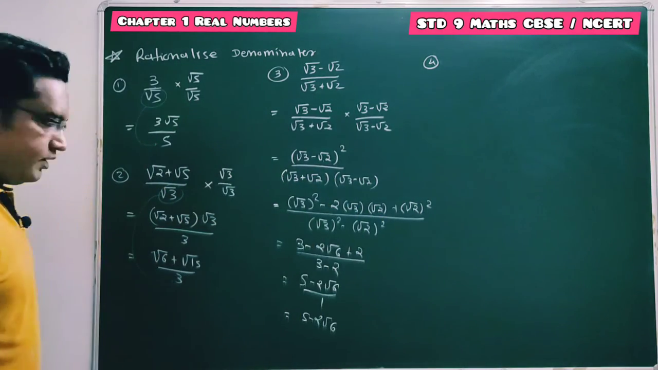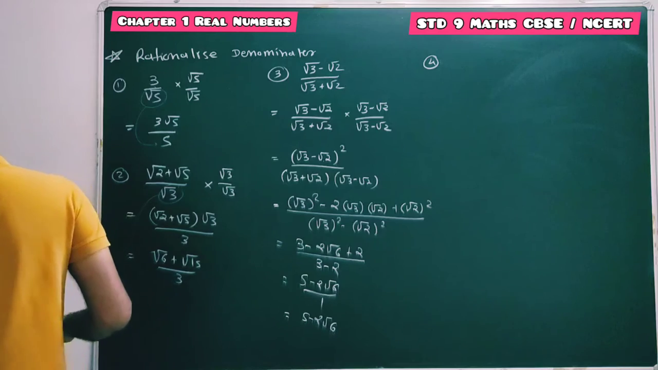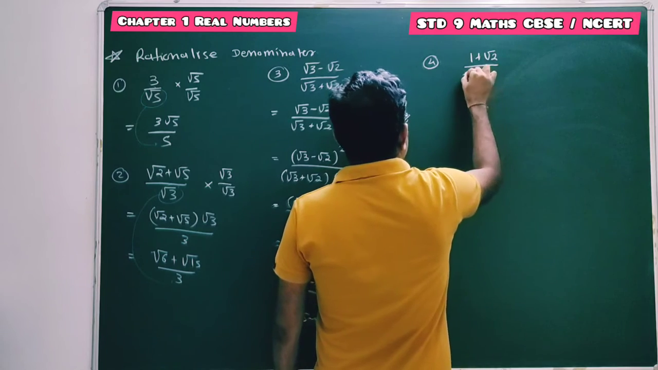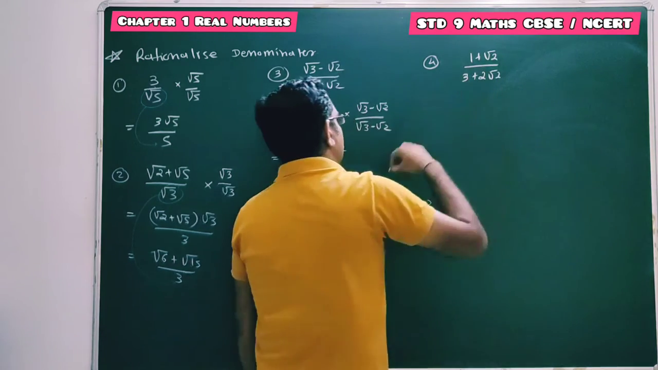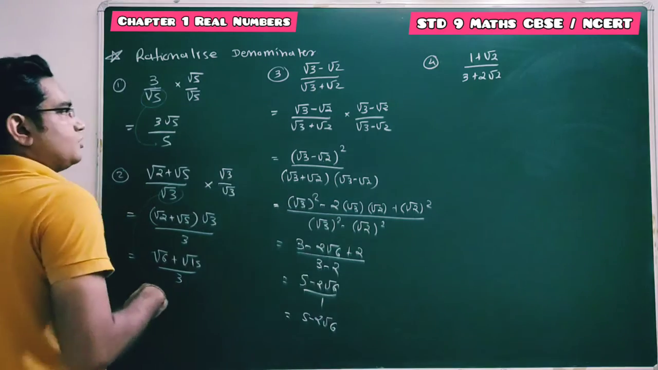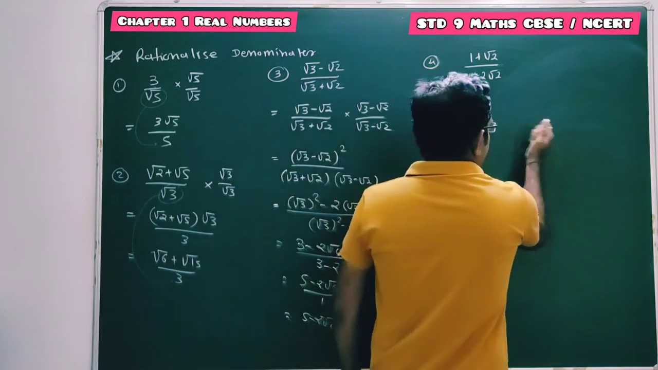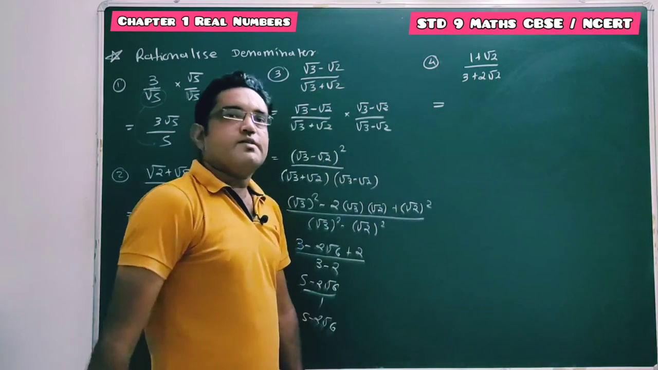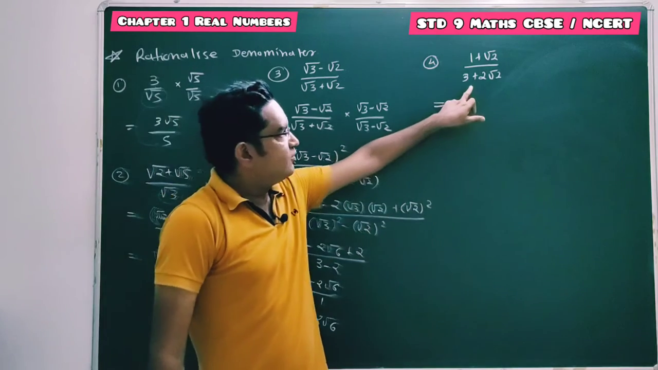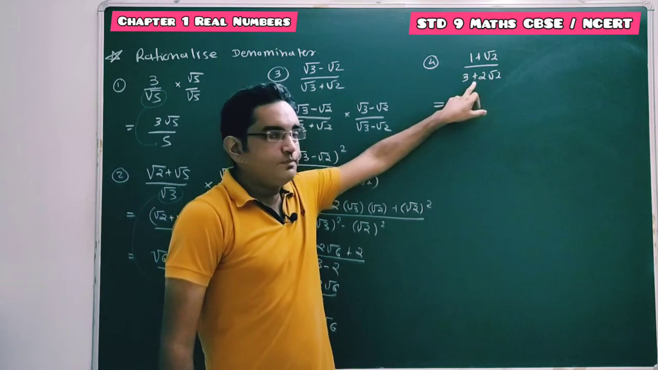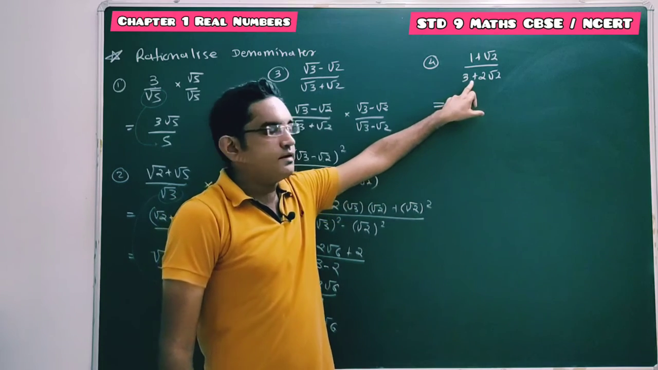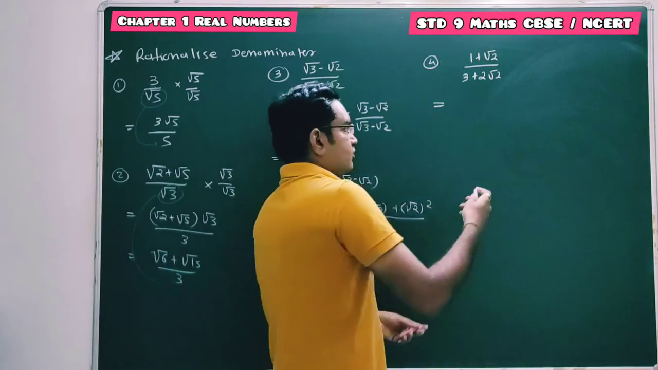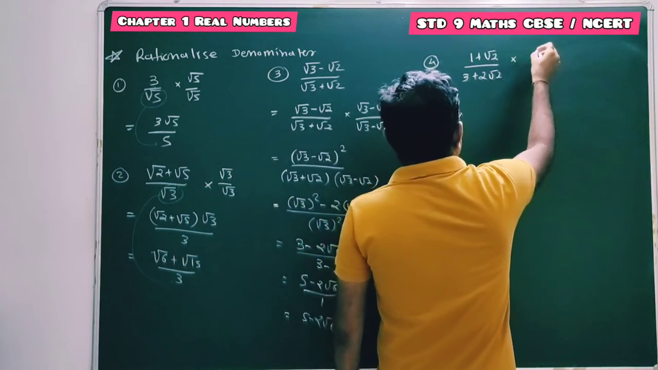Question number 4. So the given question is 1 plus root 2 divided by 3 plus 2 root 2. Perform rationalization. So students, what will the rationalization factor be? Here in the denominator 3 plus 2 root 2 there is a plus sign. So for the rationalization factor we have to consider the opposite sign. The opposite sign of plus is minus, so taking the minus sign we will multiply numerator and denominator.